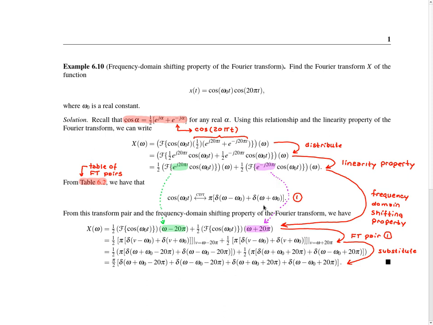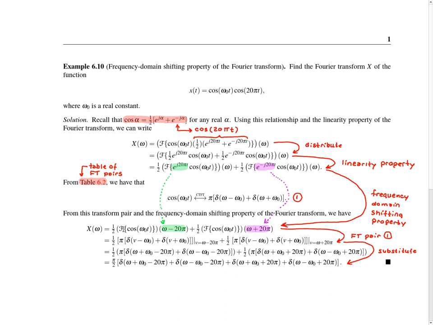So in other words, what we're going to have is not the Fourier transform of cos omega naught t evaluated at omega, but rather it's going to be evaluated at omega minus minus 20 pi. In other words, omega plus 20 pi, which is this expression that's highlighted here. Now we need to take the two Fourier transforms on this line.